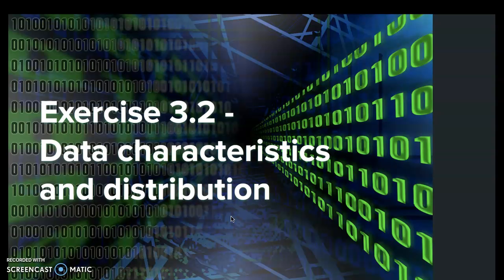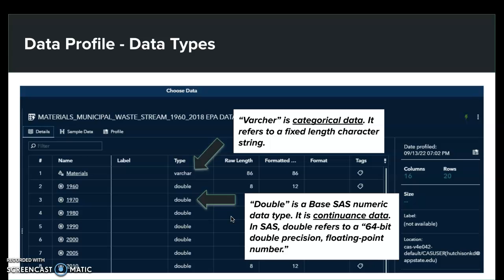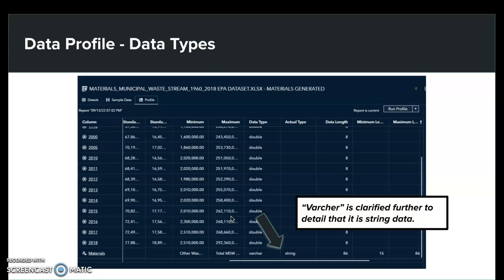And so we're going to look at data characteristics and distribution. As we can see with the data profile and data types, the varchar in this is categorical data. It refers to a mixed length character string, and double is a base SAS numeric data type. It is continuous data, and SAS double refers to a 64-bit double precision floating point number. The varchar is classified further to detail that it is string data.